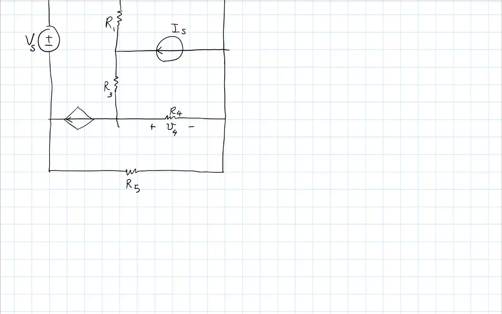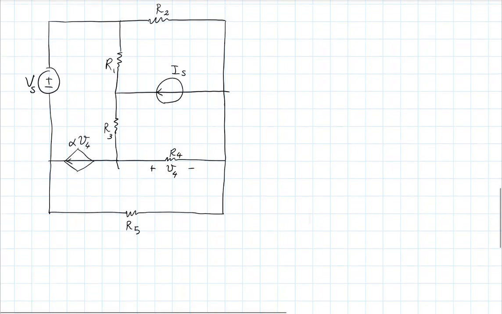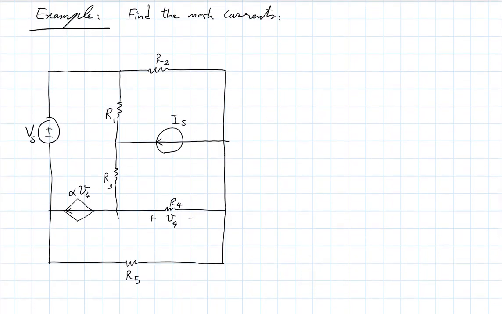And this dependent source that I have here will be a voltage-controlled current source. So the shape tells you that it's a current source, and it's dependent. And the value of that current is alpha V4. So alpha is some parameter multiplying the voltage of the R4 resistor, giving you the current in that branch. So I'd like to find the mesh currents here. And I'll just follow the steps that we just talked about.